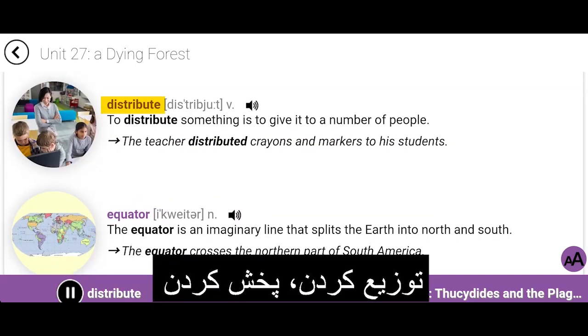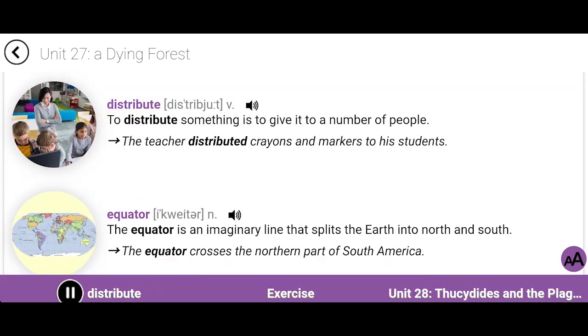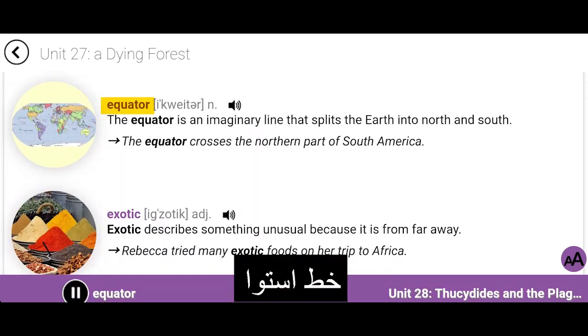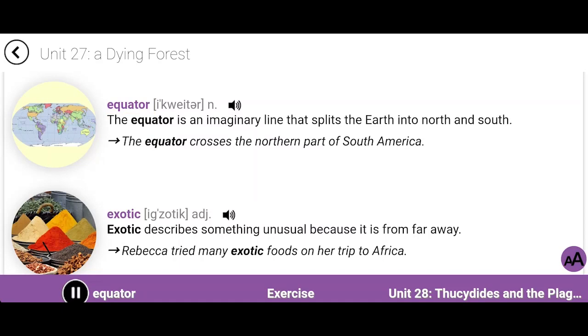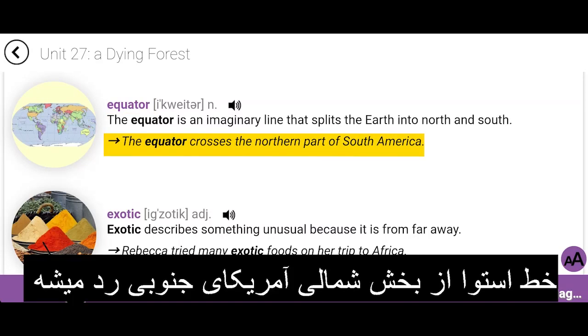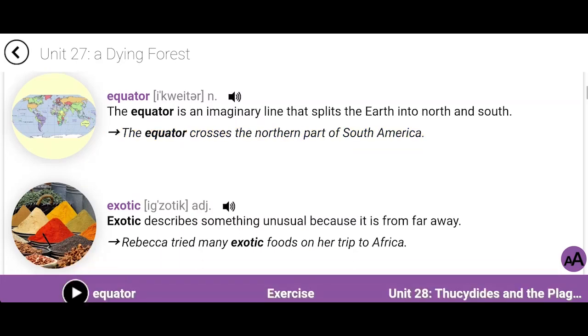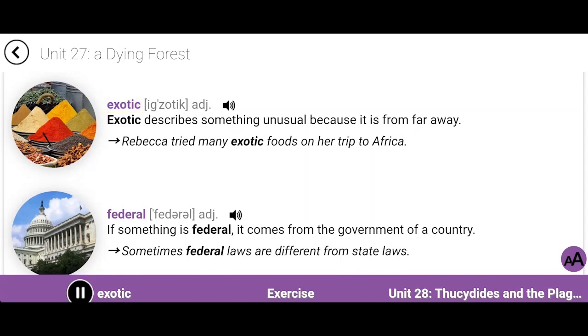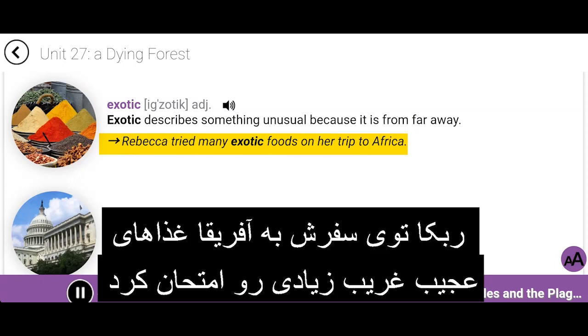Distribute. To distribute something is to give it to a number of people. The teacher distributed crayons and markers to his students. Equator. The equator is an imaginary line that splits the Earth into north and south. The equator crosses the northern part of South America. Exotic. Exotic describes something unusual because it is from far away. Rebecca tried many exotic foods on her trip to Africa.